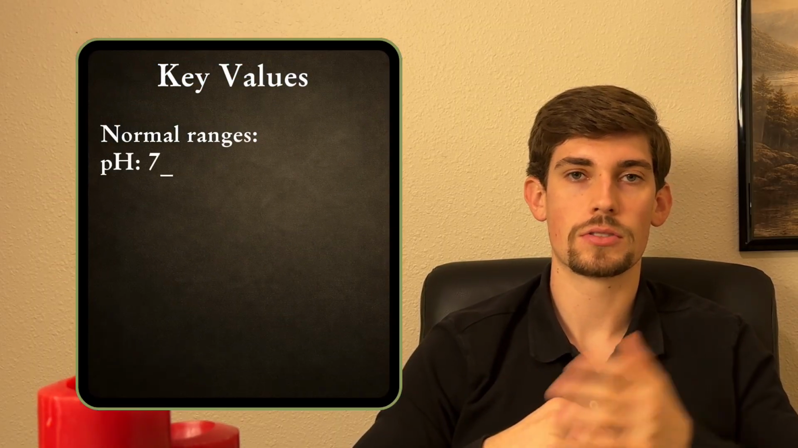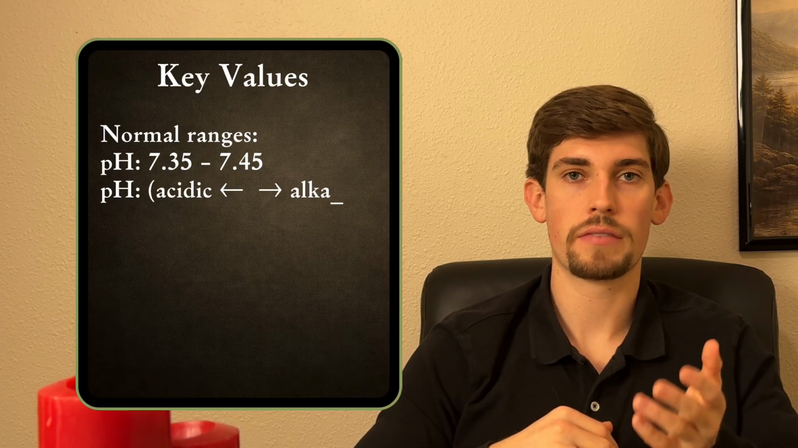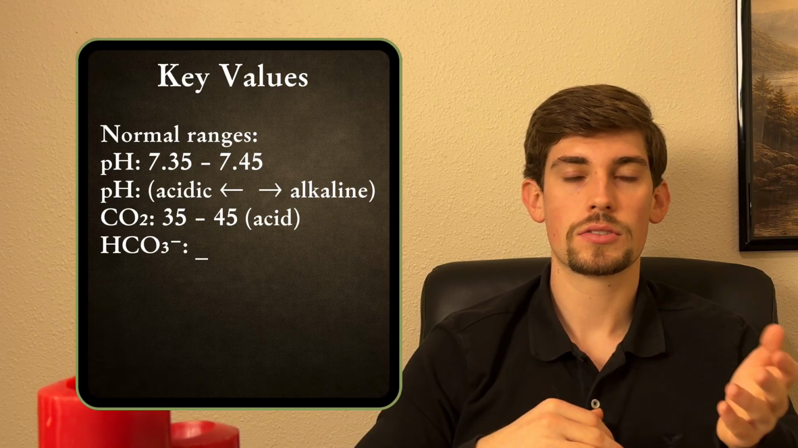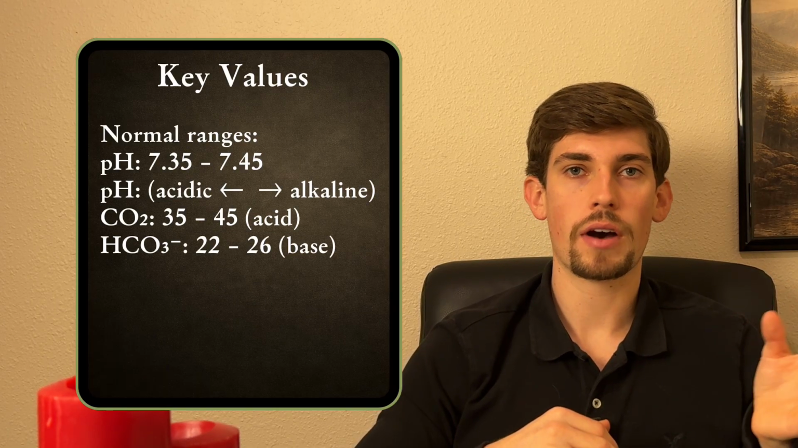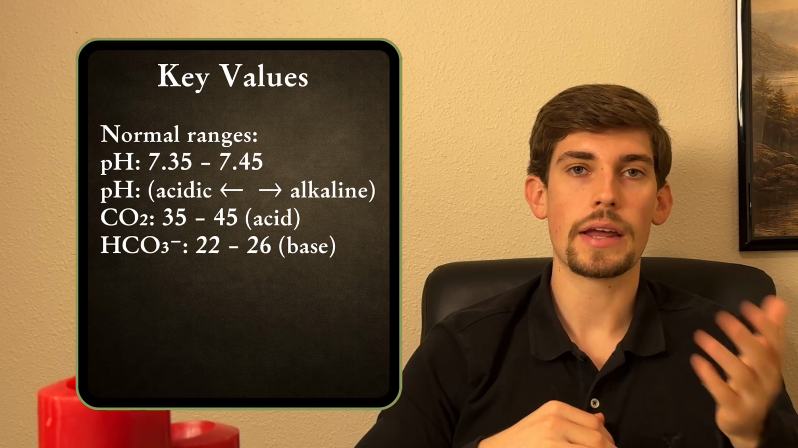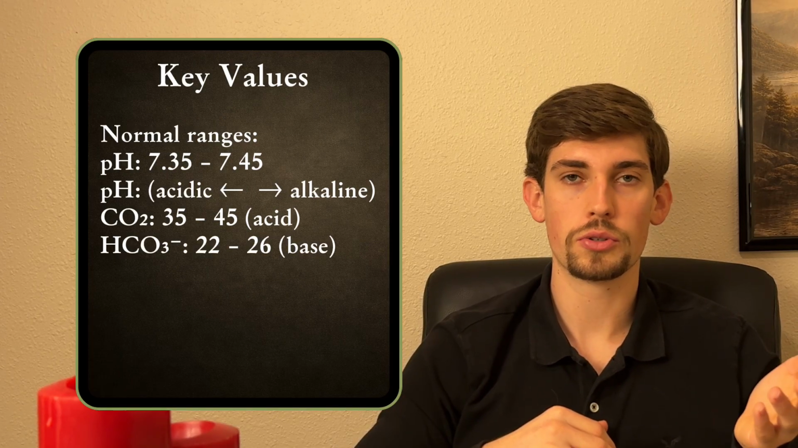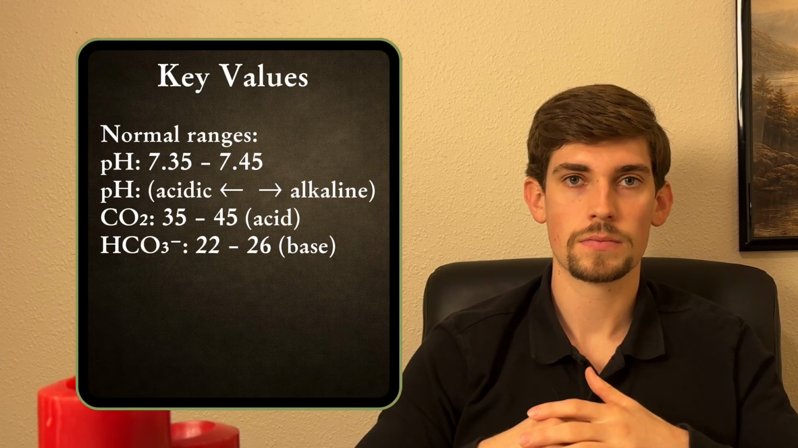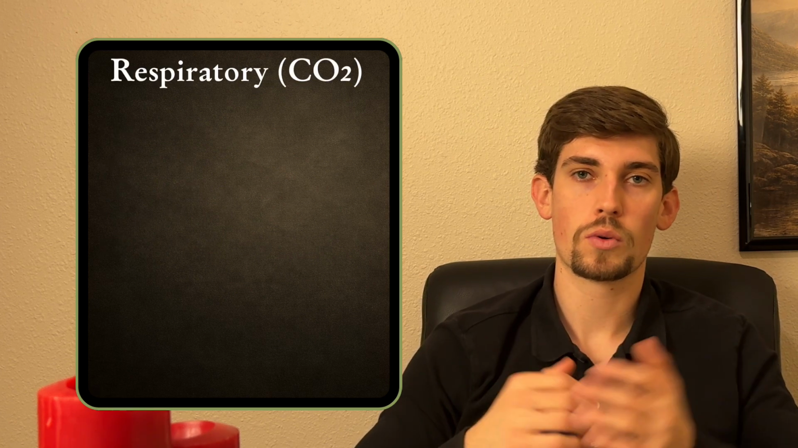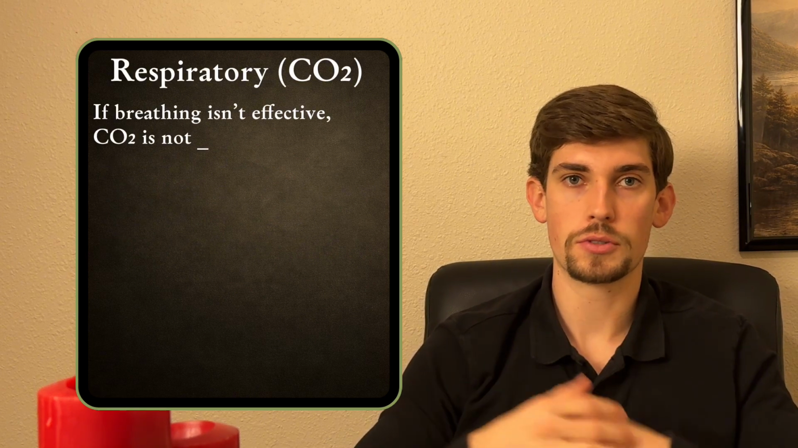Here are our key values. This is important. The normal ranges are: pH is 7.35 to 7.45, CO2 is 35 to 45, and HCO₃ is 22 to 26. So first we're going to talk about respiratory, so connected to CO2.